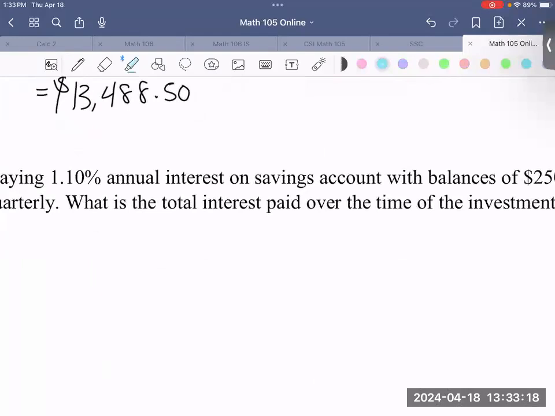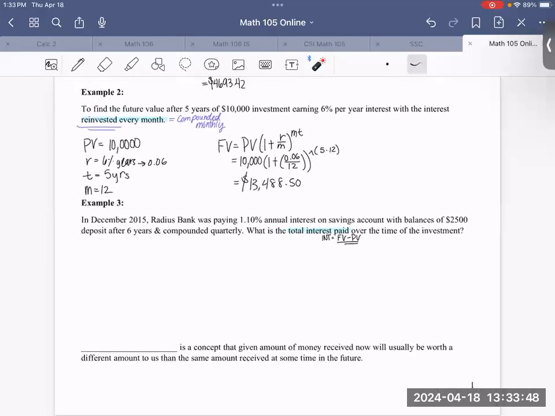Okay, so this one wants to know the total interest paid. So we want to end up with your INT. But keep in mind, your interest is really your future value minus your present value. This is what we need. Now, before that, while we have your present value, we don't have your future value. This is what we need to figure out beforehand. And no, we are not able to use your simple interest formula right there right away.